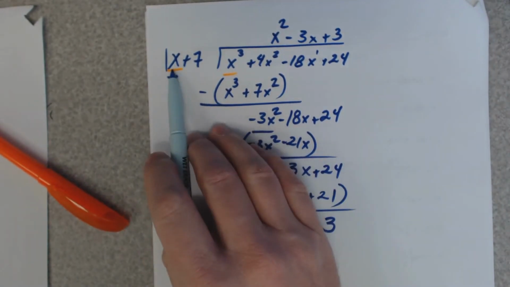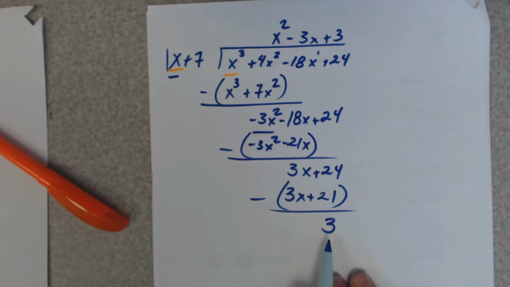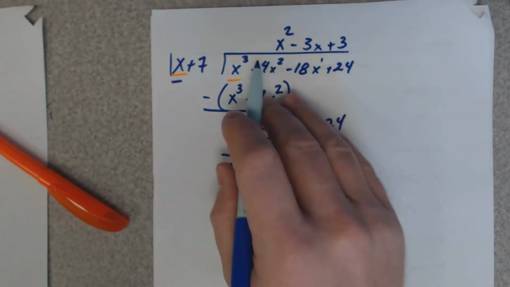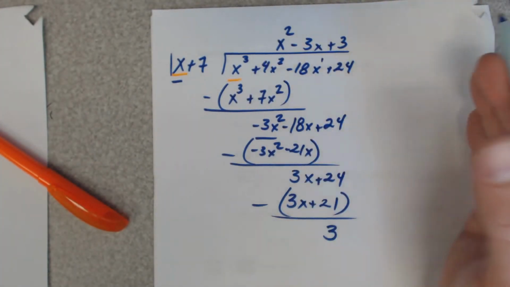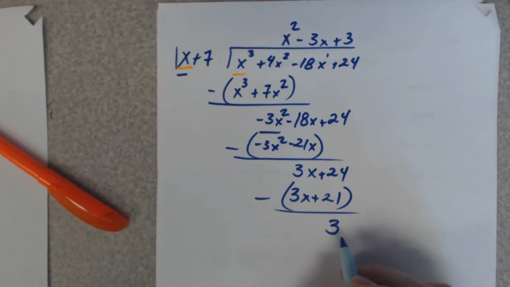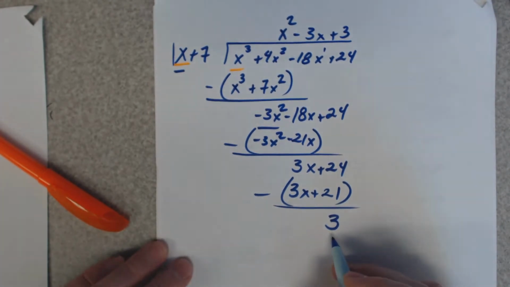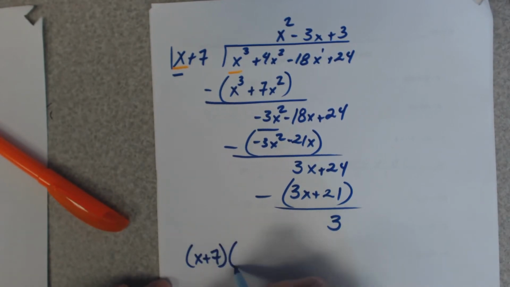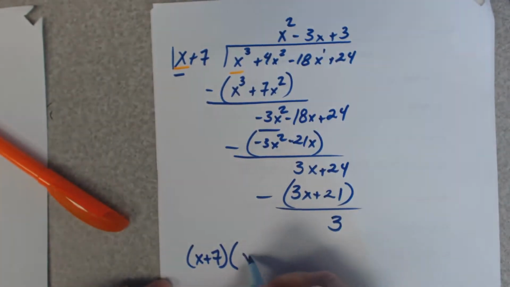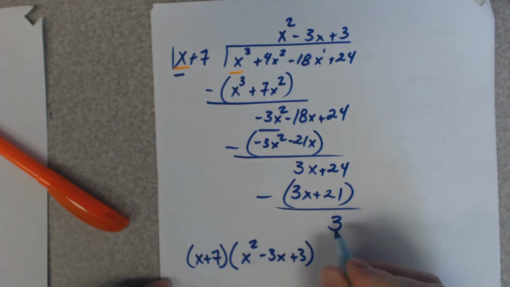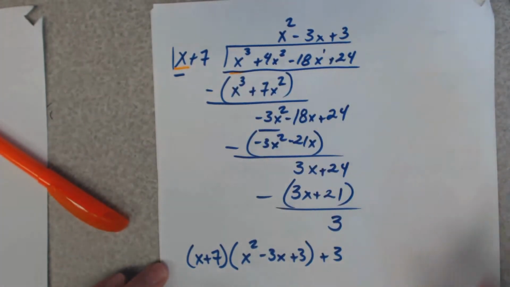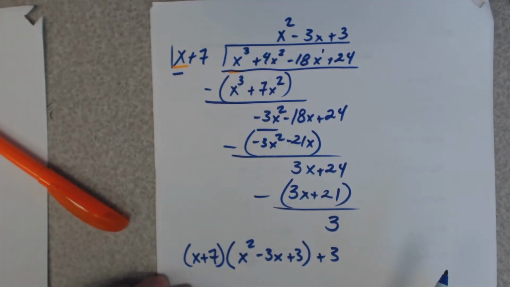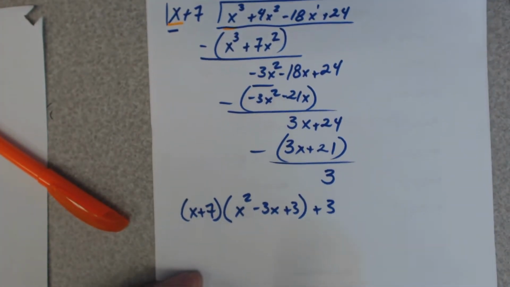Now I can't turn x into something that doesn't have an x using multiplication. Notice how I've run out of space up here. So this is my remainder. So here's the idea. If I take x plus 7 and I multiply it by my quotient, x squared minus 3x plus 3, and then I add the remainder, I will wind up with that guy right there.